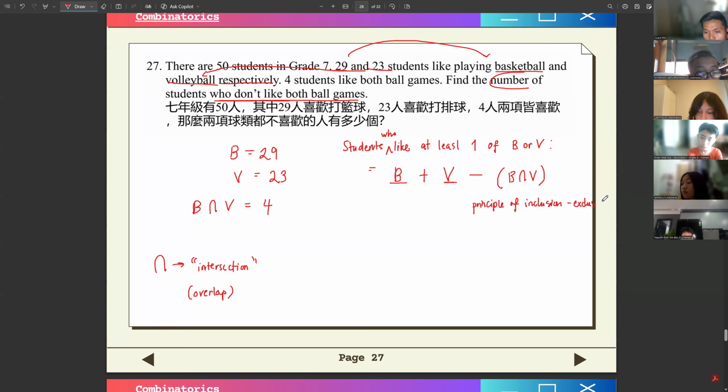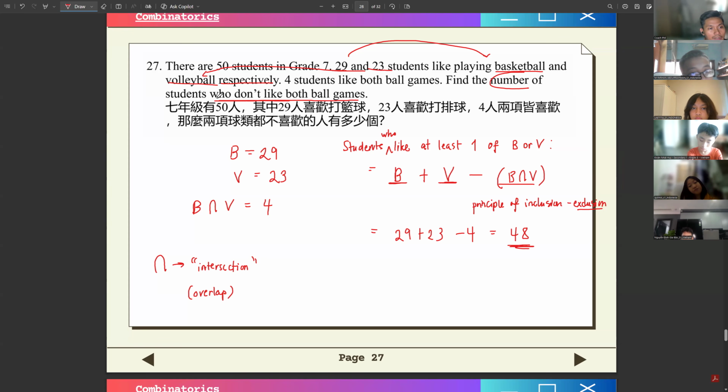Meaning, we include all of the students, those who like basketball and those who like volleyball, and then we exclude the overlap. Okay? Meaning we have 29 plus 23 minus 4, which is equal to 48. So by the way, this is just the students who like at least one.